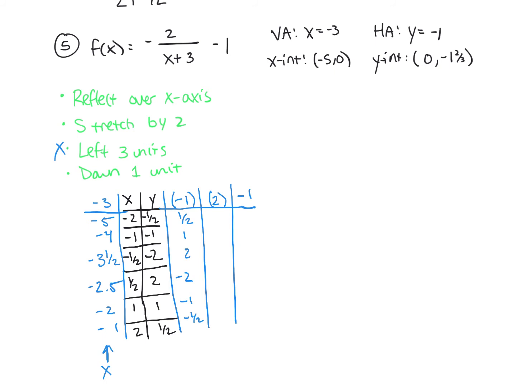And then I'm going to multiply all of my y values by 2, which will be kind of nice because then we won't have any more fractions. So let's see, that'll be 1, 2, 4, -4, -2, and -1. Lastly, I'm going to subtract 1 from everything, and we'll have 0, 1, 3, -5, -3, and -2. And these will be our new y values. And I can see that I've done this correctly because in one of our features, we found that we have an x-intercept at (-5, 0), and I see that I have the point (-5, 0). So I know we've done this correctly.